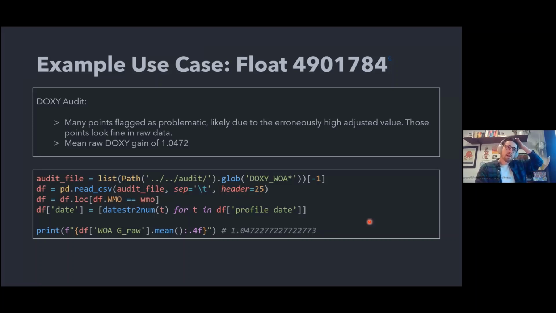Like I said, this does appear in the audit. A lot of it is flagged because there's a bunch of really high DOXY adjusted, some gain that shouldn't have been applied, I think probably was. But the raw gain, and this is not a direct comparison because it's not all the profiles, but the mean gain of the raw oxygen in the audit is 1.047. So Josh and I are in the same atmosphere off the start.